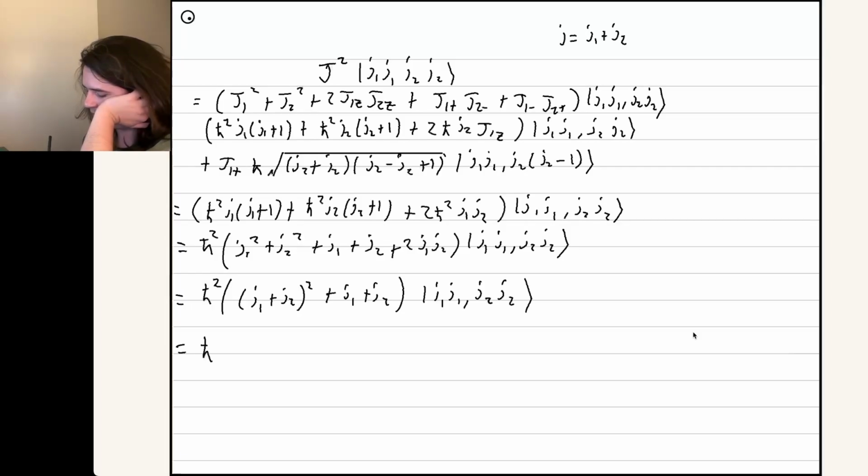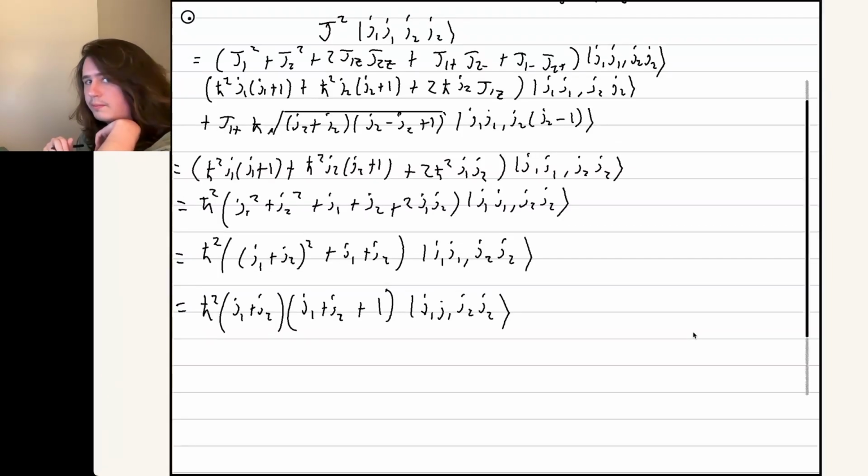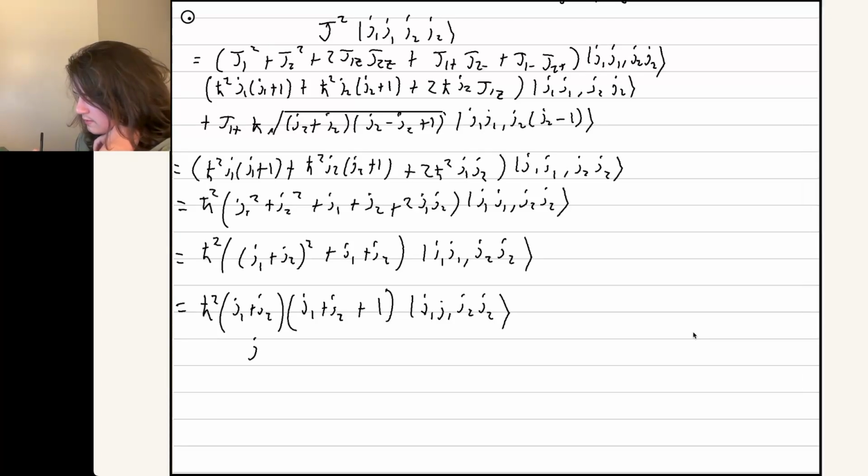Your eigenvalue then, I'm going to factor out a factor of J1 plus J2. So you have J1 plus J2 times J1 plus J2 plus 1. If you remember, that pretty much takes the form of the total angular momentum squared, J times J plus 1. So it turns out that our total angular momentum can be taken as J1 plus J2.